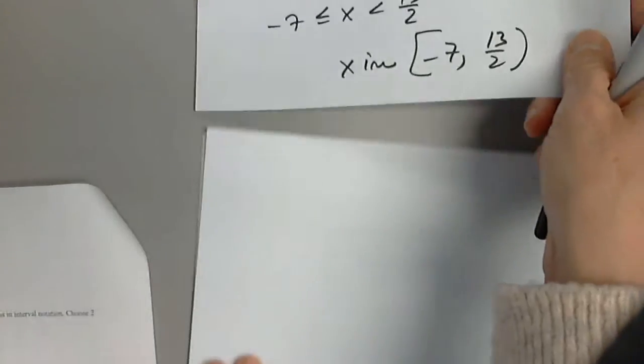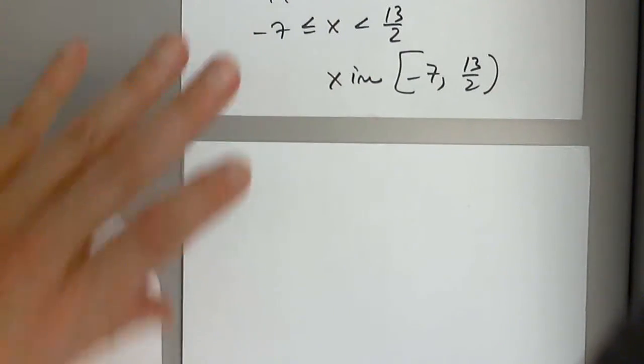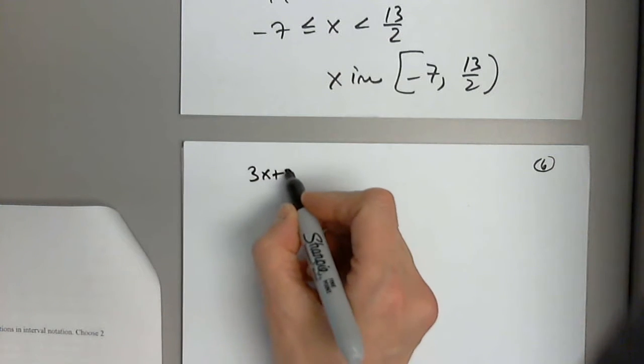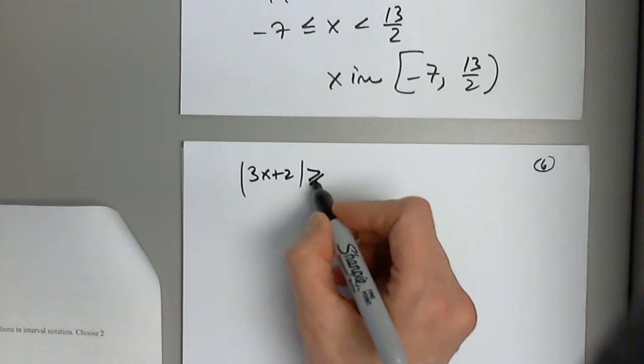Okay, so let's move on to C. So we have 3x plus 2 in absolute value greater than or equal to 3.